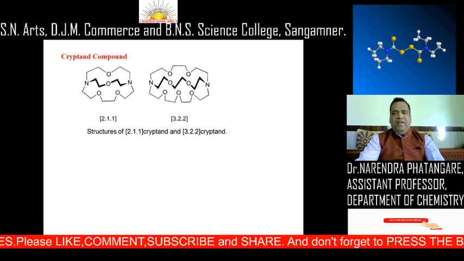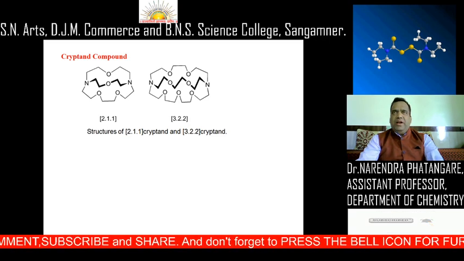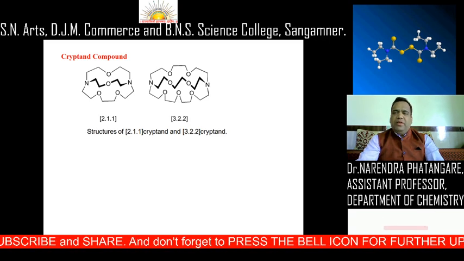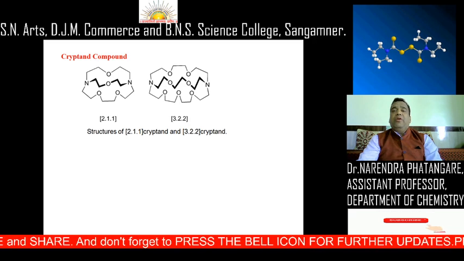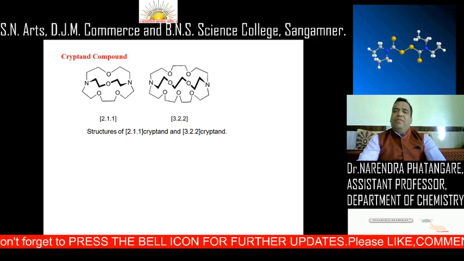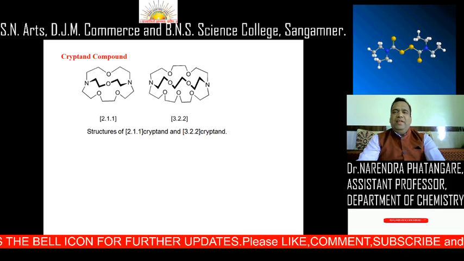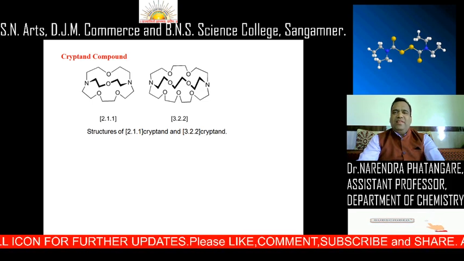More than one cycle is there, bonded with two cycles or two different heteroatoms. In the first example, in a crown ether, we learned that there is only one heteroatom, that is oxygen. But in this case, two heteroatoms are there, one is oxygen and the second is nitrogen. Again, these are bicyclic rings.